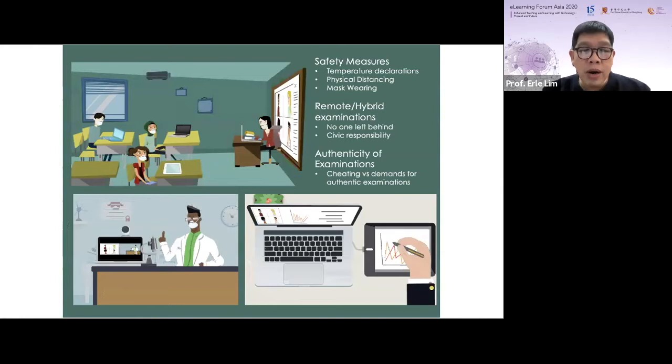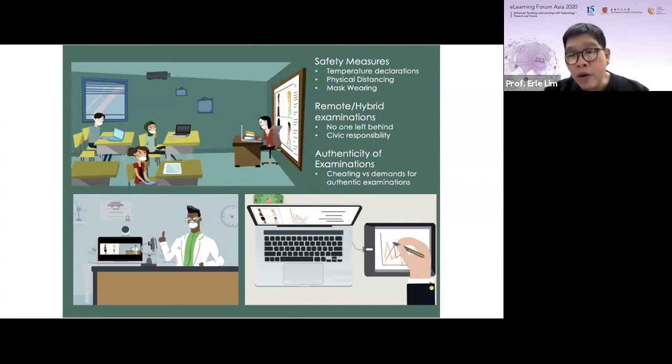So, these are actually from our infographics that we send to students and to our teachers. So, no matter what, even once we go back to a new normal, there will be safety measures that might have to be brought up every now and then, or where we might just need to be prepared with all these contingency SOPs, where we'll need to activate pandemic measures at the slightest notice. So temperature declarations, physical distancing, mask wearing.